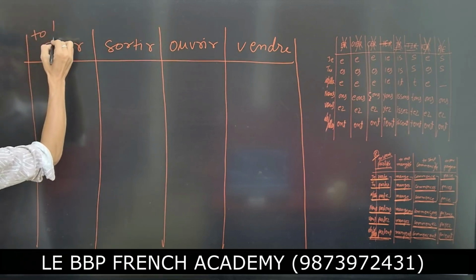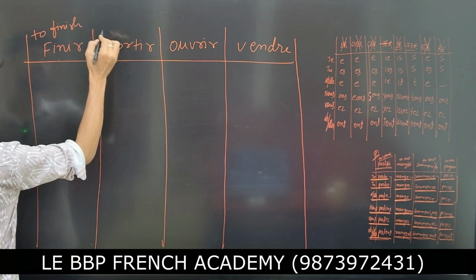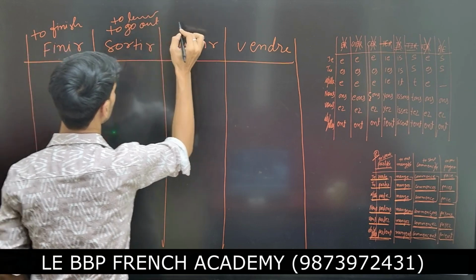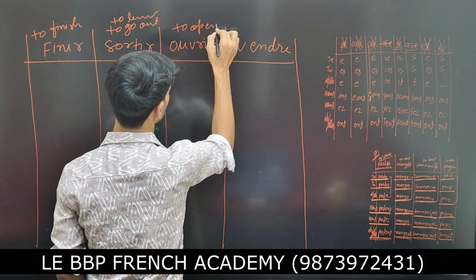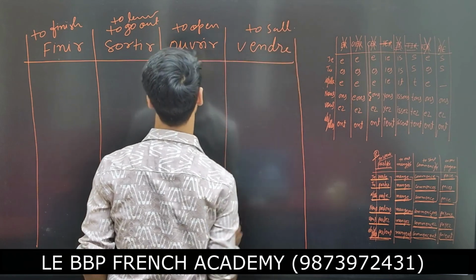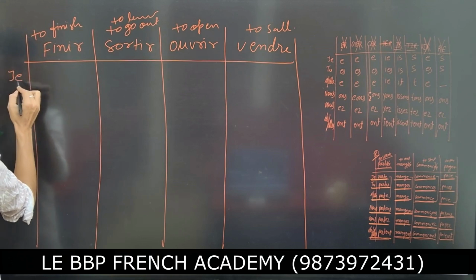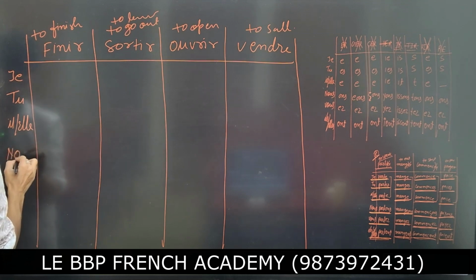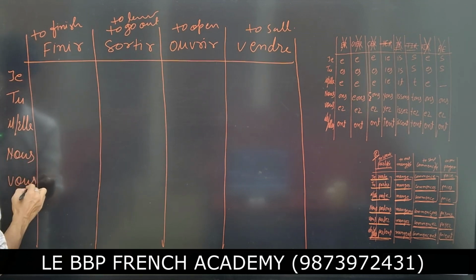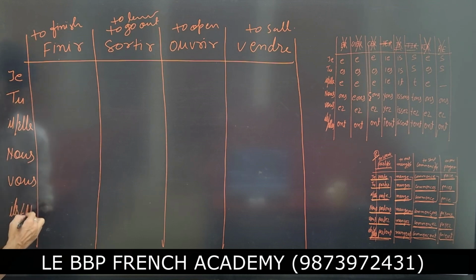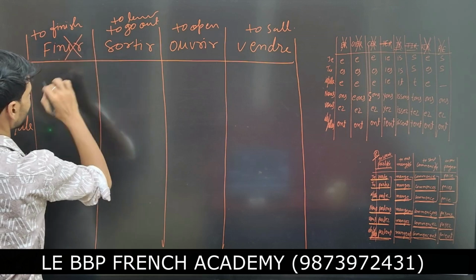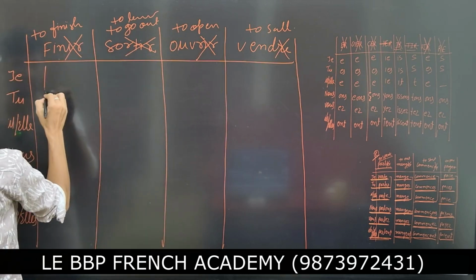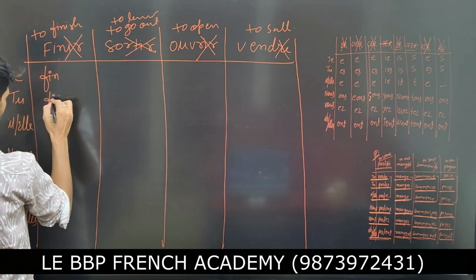Like to finish, to go out or to leave, to open, to sell. Then like je, tu, il, elle, nous, vous, elles. Okay, so cut the IR ending, TIR ending, RIR ending, and RE ending. And the rest, you write FIN for all.